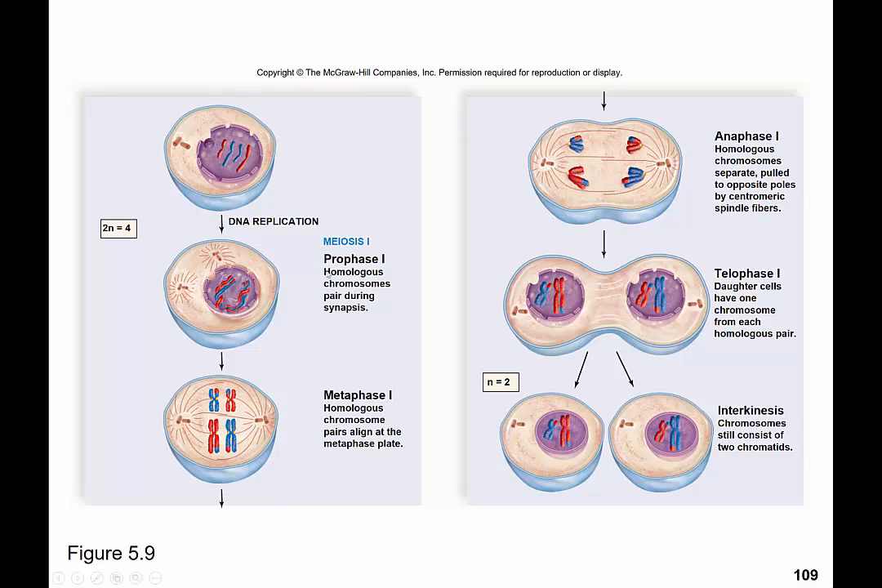in mitosis. During prophase 1, homologous chromosomes pair during synapsis. This is when they can exchange little pieces of DNA. During metaphase 1, we still have this metaphase plate, but rather than being in a single file line like we saw in mitosis, there's two.